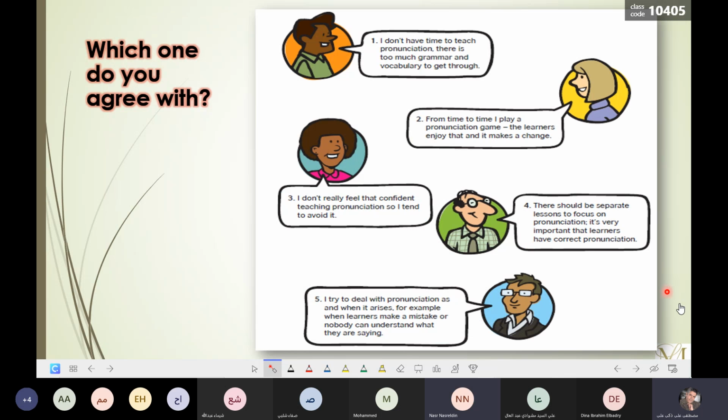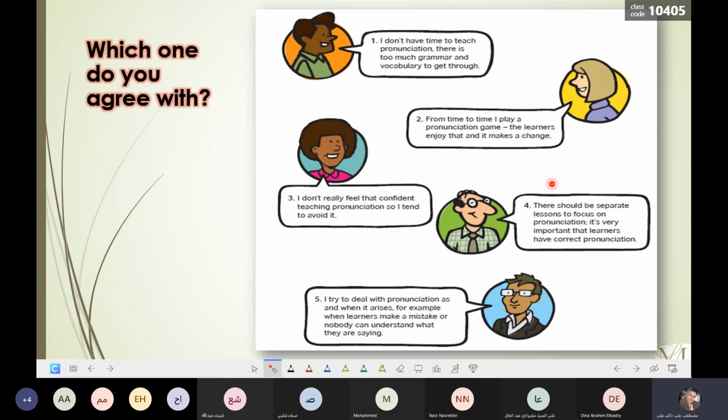I can make a connection between number 2 and number 4. In my class, it will be so funny. If I make a separate lesson, I can also use number 2. I can play a pronunciation game with number 4. I think they will be very important from my point of view.